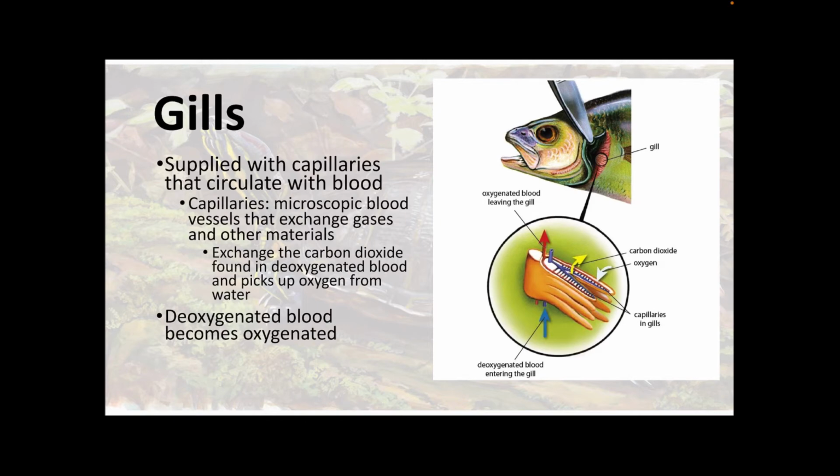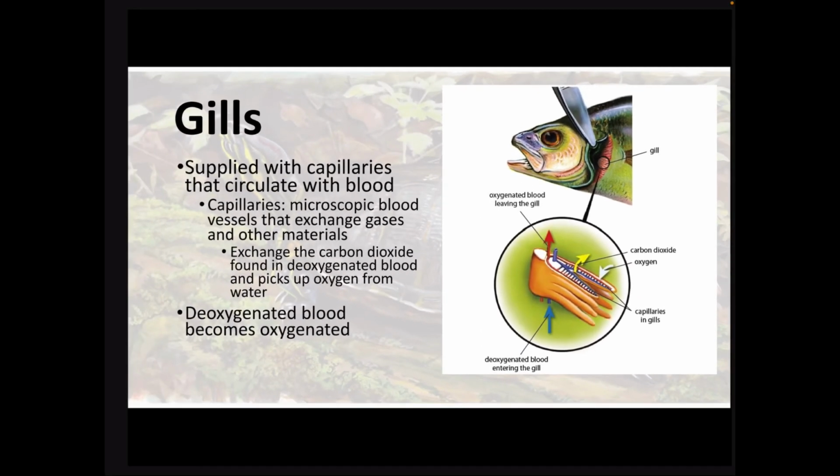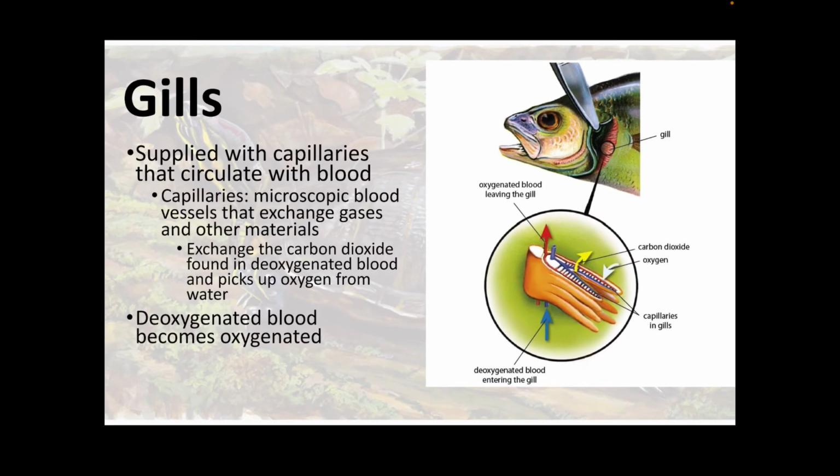So gills actually look like tiny fingers. If you look at this picture right here, they kind of look like tiny fingers coming out. And they are supplied with lots of capillaries. Capillaries are very microscopic, very tiny blood vessels in which the blood exchanges gases and other materials with either the environment or within the body.